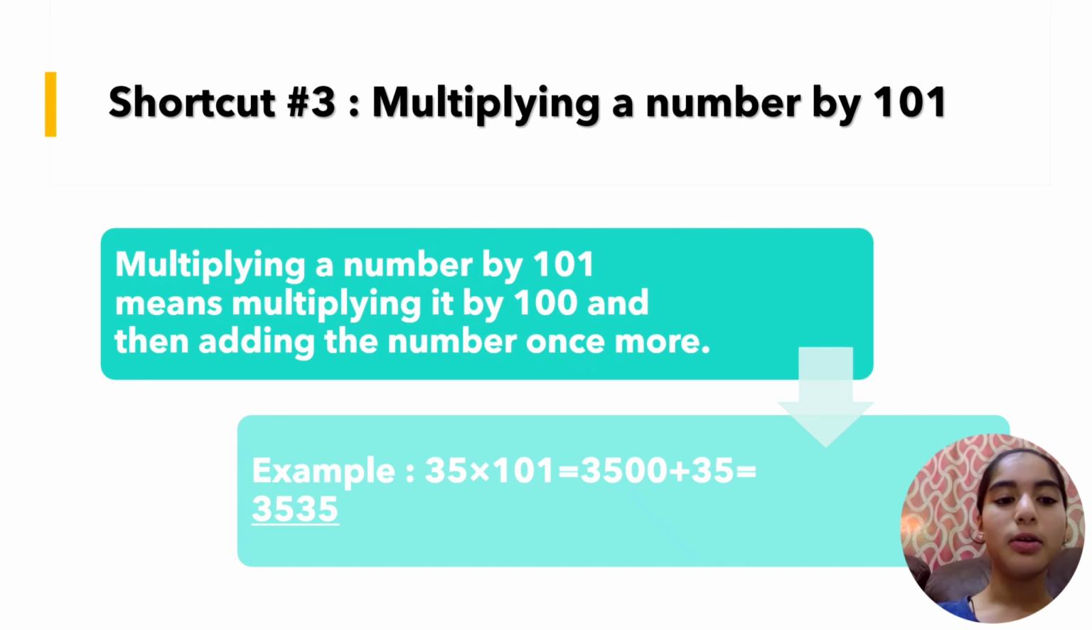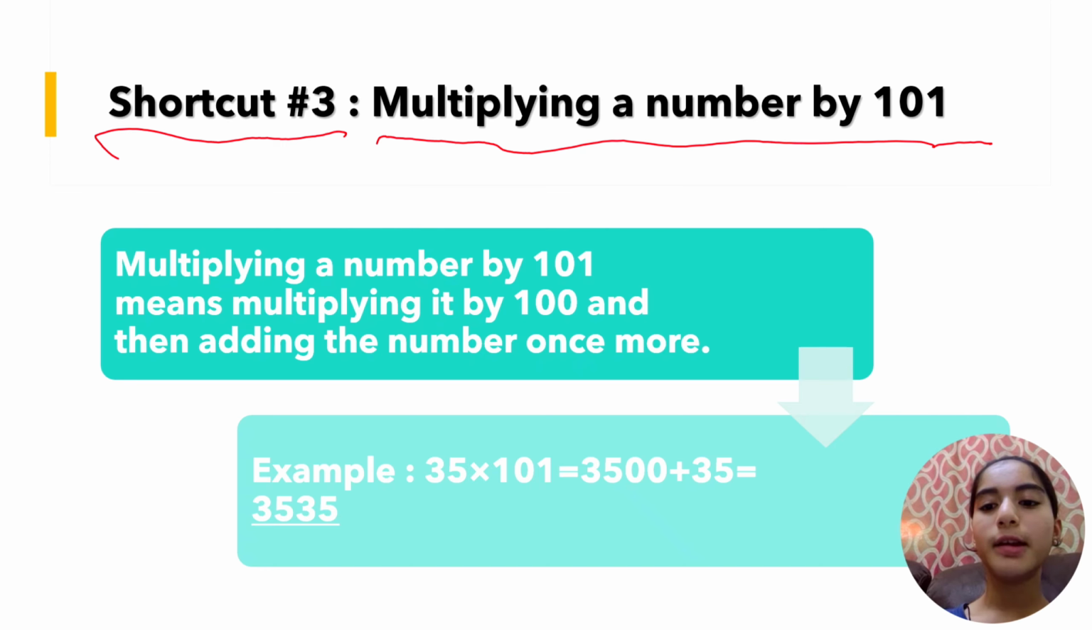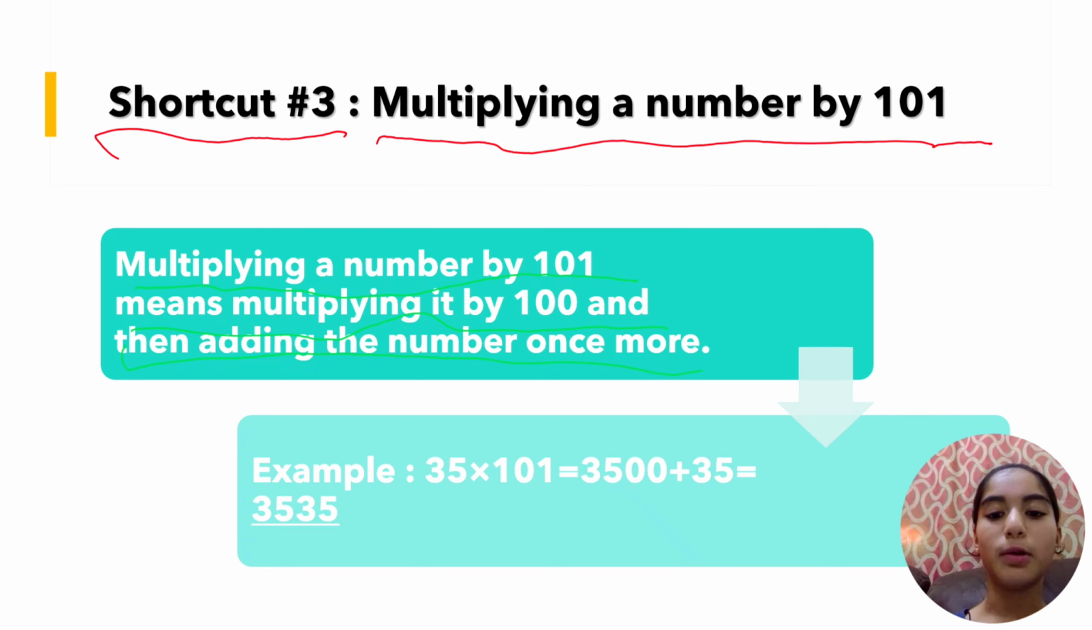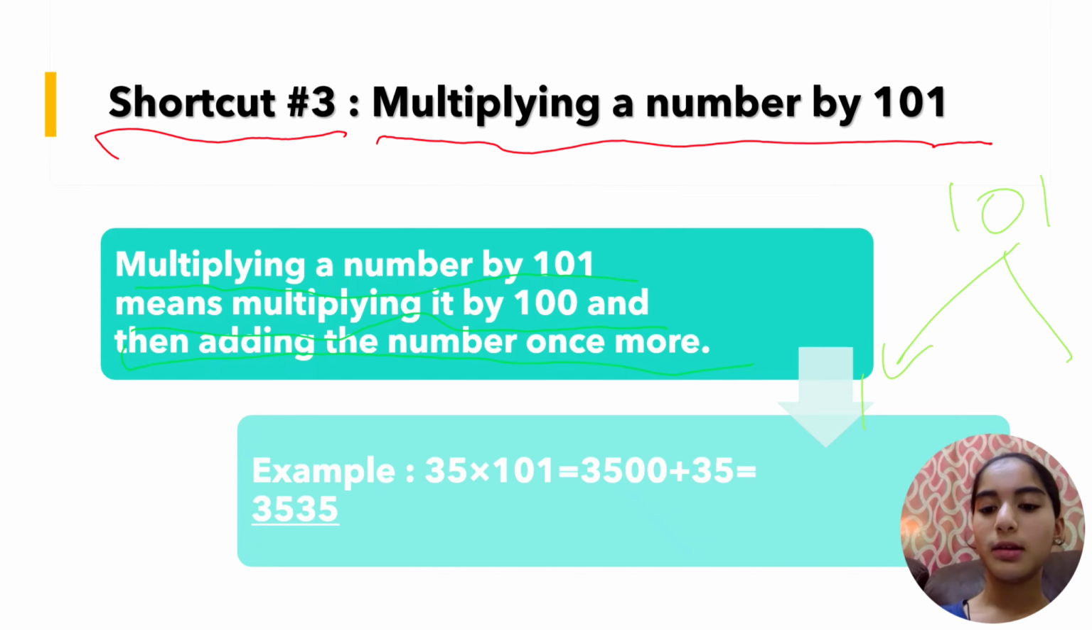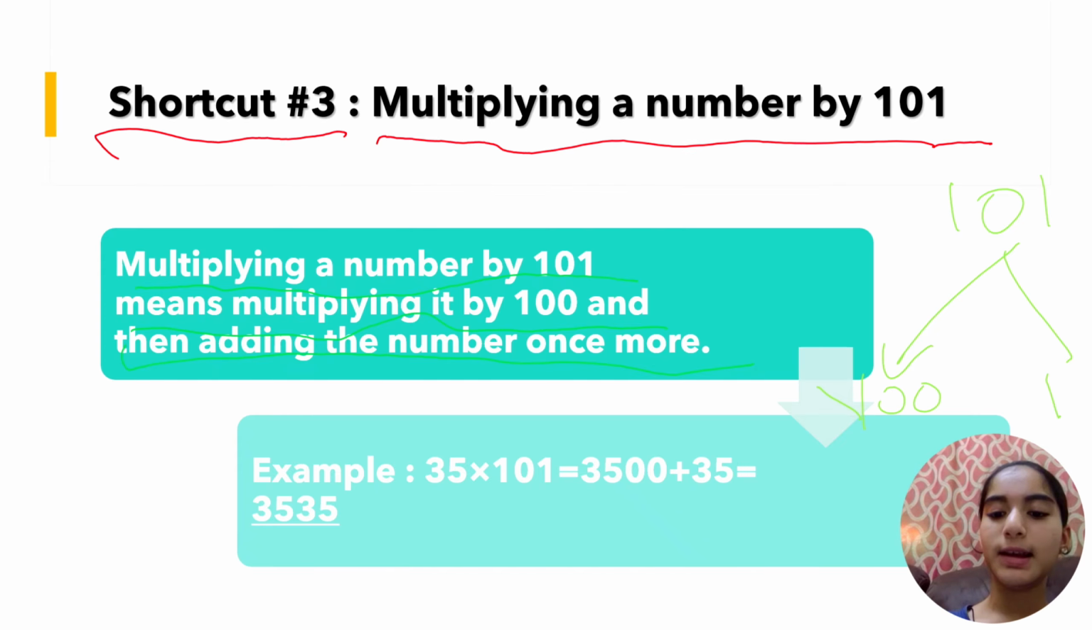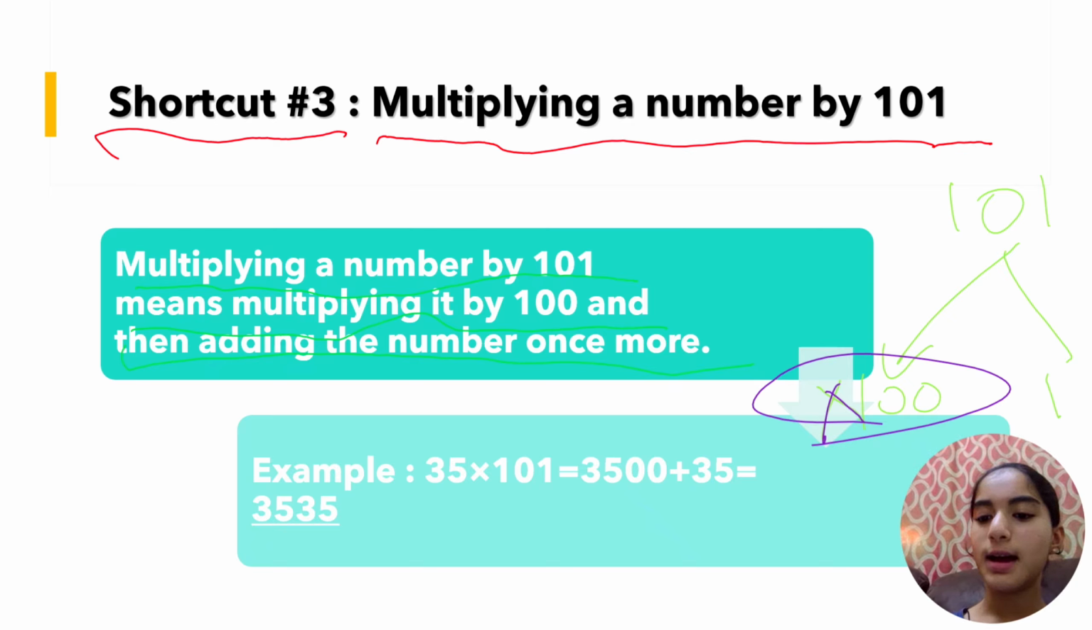Now let's move on to shortcut number 3. Multiplying a number by 101. Multiplying a number by 101 means multiplying it by 100 and then adding the number once more. So what this means is 101 is made up of two numbers, 100 and 1. So basically I'm multiplying the number by 100 and then I add it once more.